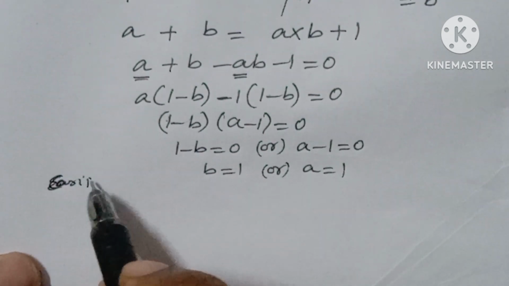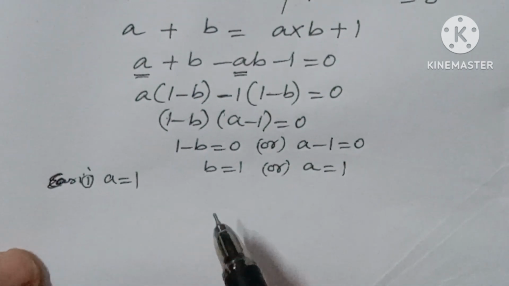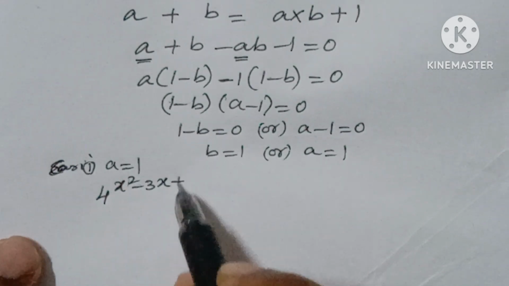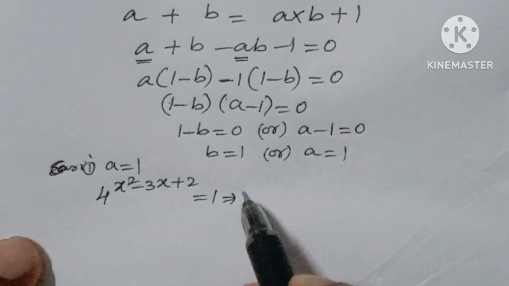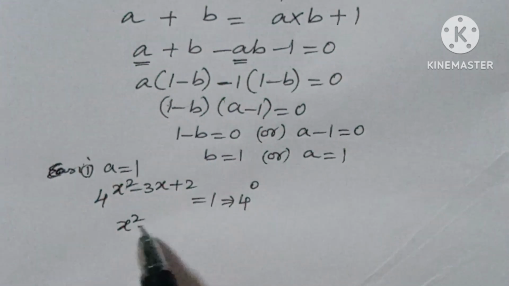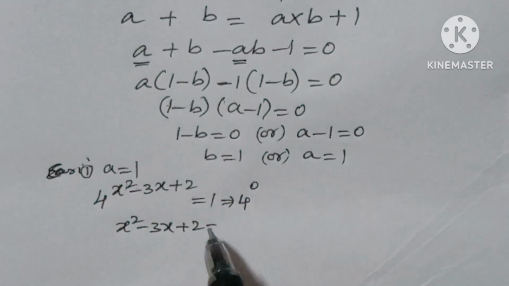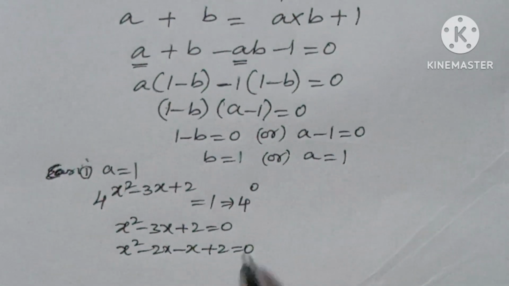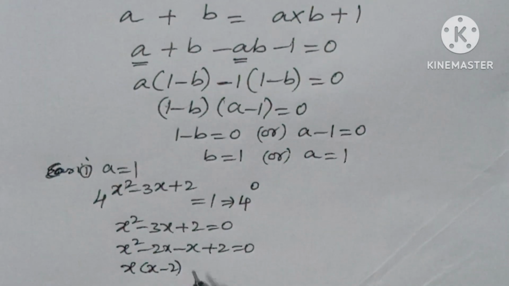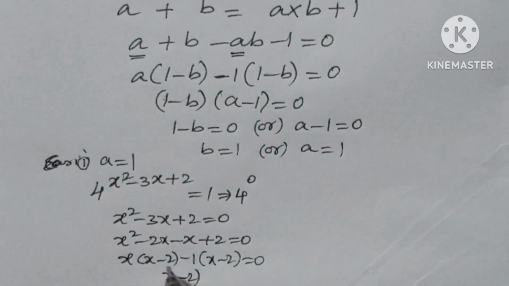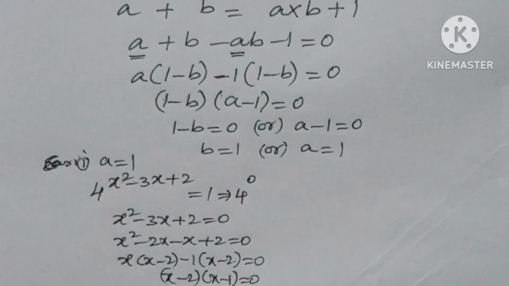Case 1, a = 1. So a value 1 means 4 to the power of (x² − 3x + 2) = 1. This can be written as 4 to the power of 0. So here you will get x² − 3x + 2 = 0, x² − 2x − x + 2 = 0, x(x − 2) − 1(x − 2) = 0, (x − 2)(x − 1) = 0. x = 2 or 1.